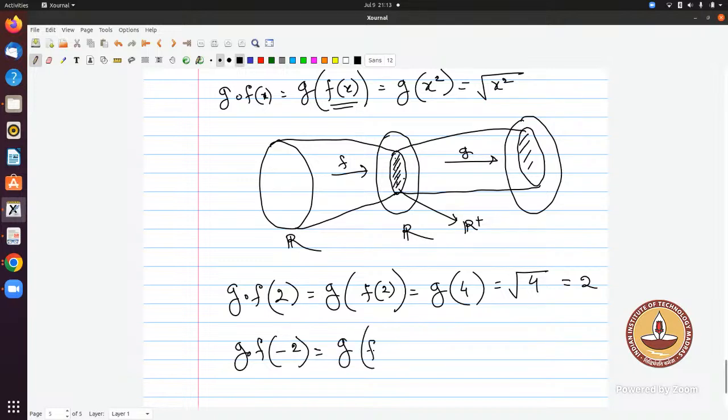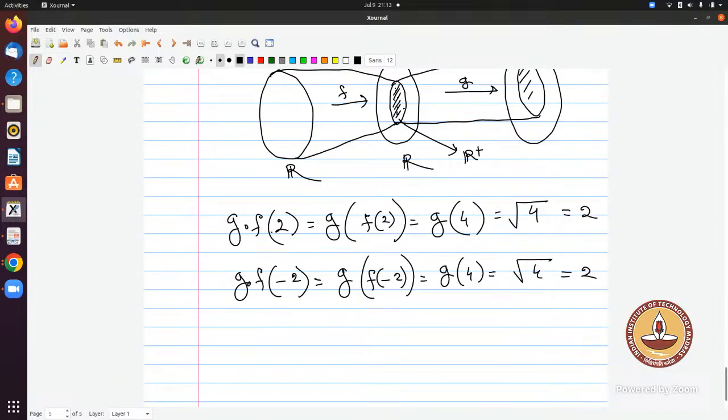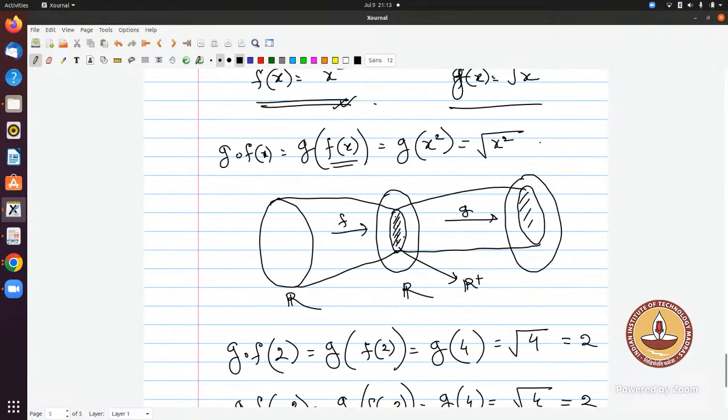What is f of minus 2? 4, sir. So this is again 4, right? And what is this one? So root 4. This is also 2, right? So for plus 2, we are getting 2. So this portion is always positive. But for negative numbers also, this is turning them into positive after this composition. So what this composition function actually is, is nothing but mod of x. Is it clear?